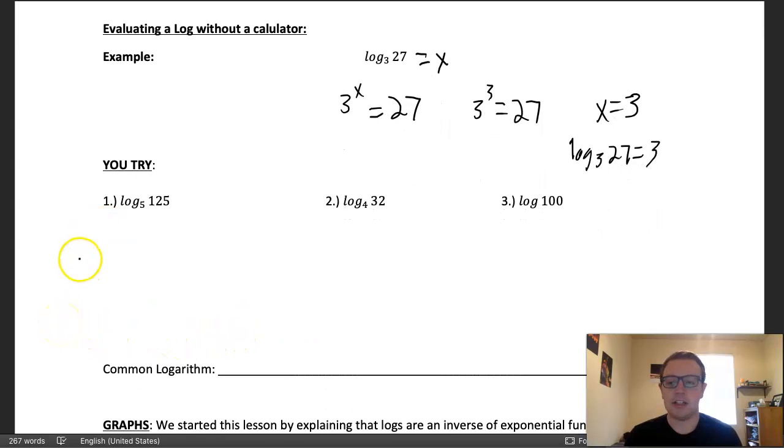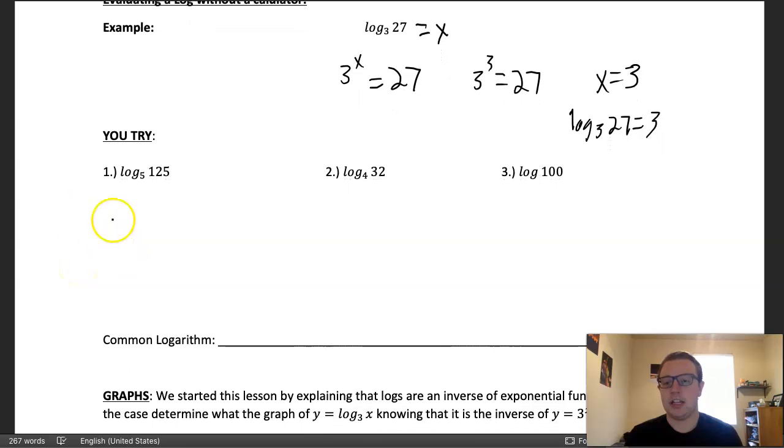Let's give you all a chance to do this. Let's have you solve or evaluate log base 5 of 125 by hand. What is this equal to? So first step, we're going to set this equal to x. Then we're going to bring the 5 over to the other side. So we get 5 to the x is equal to 125.